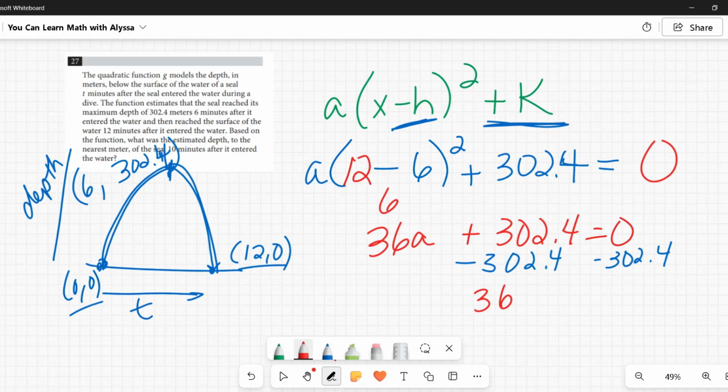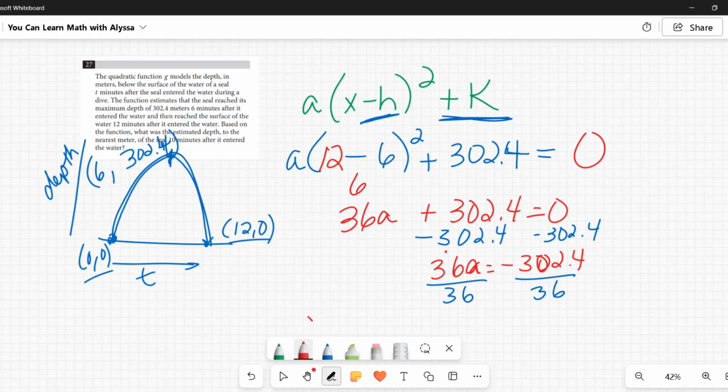And we get that 36a is equal to negative 302.4. Now, since it's 36 times a, we want to do the opposite of that to get rid of it. So we divide both sides by 36. And we get that a is, that's a really bad a. My computer screen wobbled as I wrote that. My a is negative 8.4.